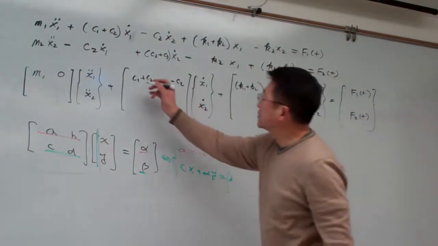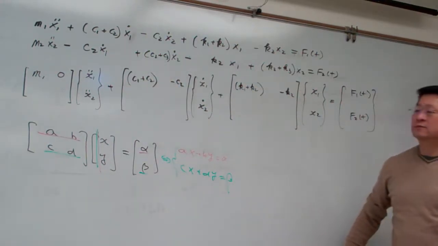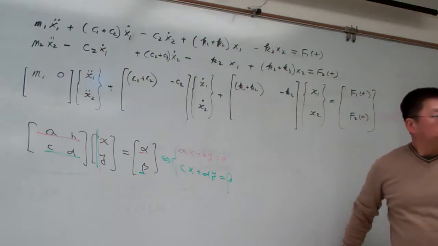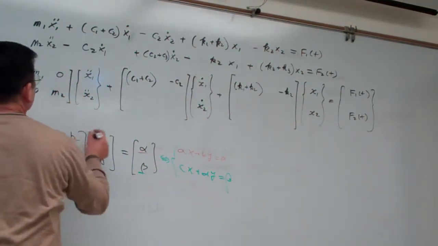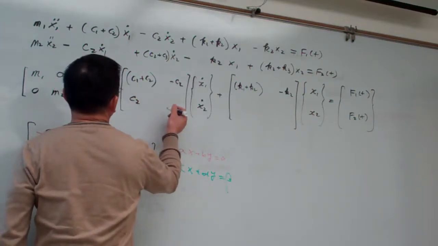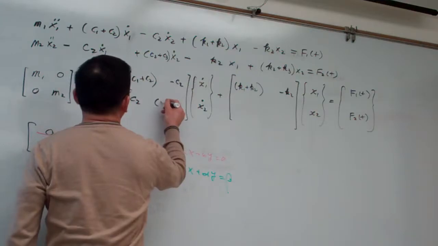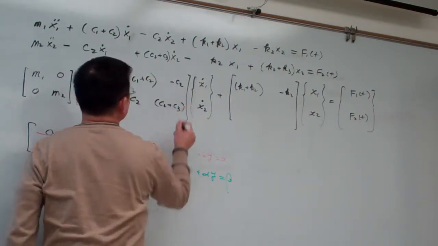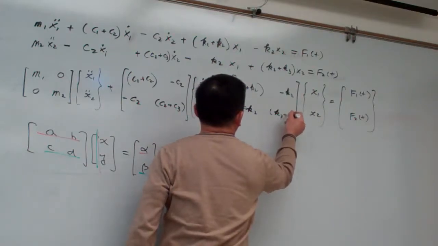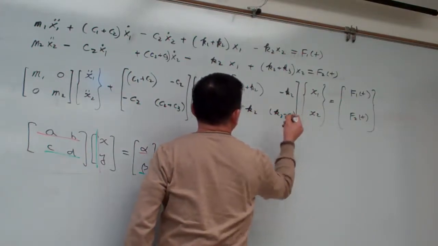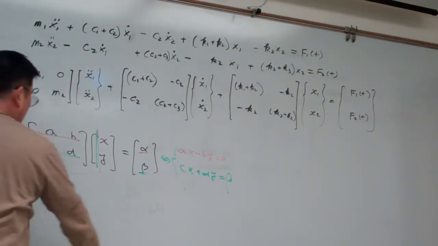Are we okay? So let me use a parenthesis to indicate that is one element. Are we okay? Should be straightforward. So let me quickly write it out. So that is minus C2, and this is C2 plus C3. So that is minus K2 and K2 plus K3. Okay, so that is the way we come up with this.